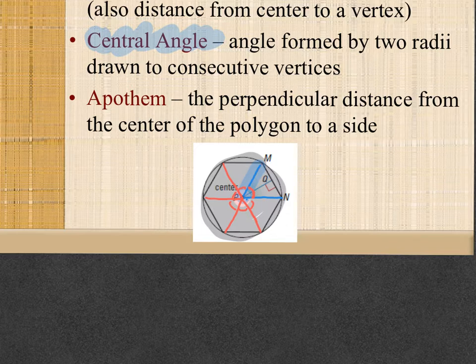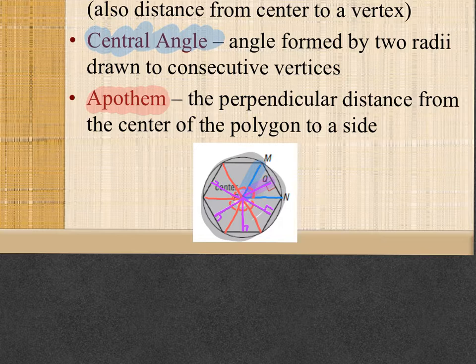And then the new word is an apothem. And an apothem is the perpendicular distance from the center of the polygon to the side. So in the diagram that's here, this would be an apothem, okay? But you can draw it to any side as long as it's a segment that goes from the center to the side and has a right angle.